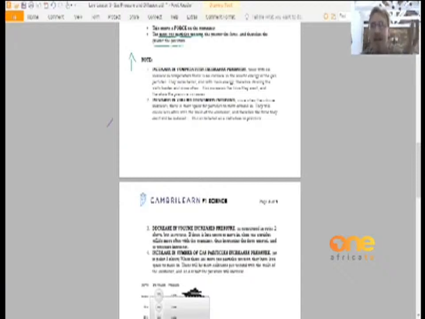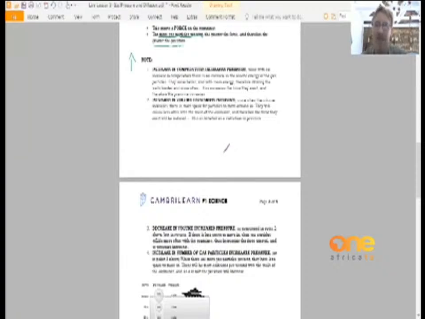So you increase the temperature, you increase the kinetic energy. You increase the kinetic energy, the particles are moving around with more energy. It's striking the walls of the container harder and faster. So, increase in temperature increases pressure, since with an increase in temperature, there is an increase in the kinetic energy of the gas particles. They now move faster and with more energy, and therefore strike the walls harder and more often. This increases the force they exert on the walls of the container, and therefore the pressure increases.